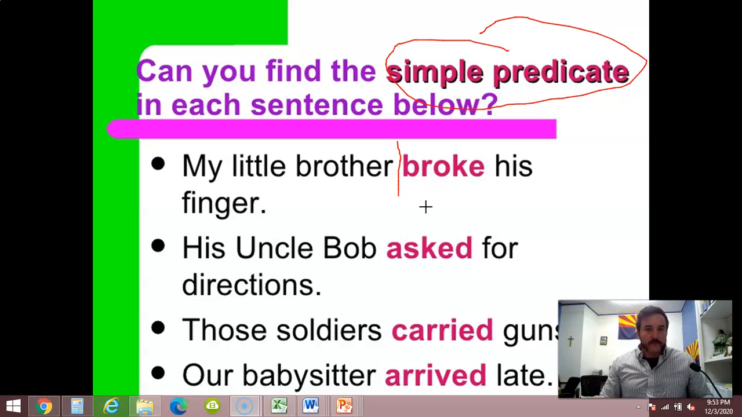His Uncle Bob asked for directions. Who or what did something? His Uncle Bob. Boom, put my line break there. Everything after is the predicate. What did he do? Asked for directions. In one word, what did Uncle Bob do? Asked. Those soldiers carried guns. Who or what did something? Those soldiers. Boom. Put my break there. What did they do? Carried guns. In one word, what did the soldiers do? Carried.